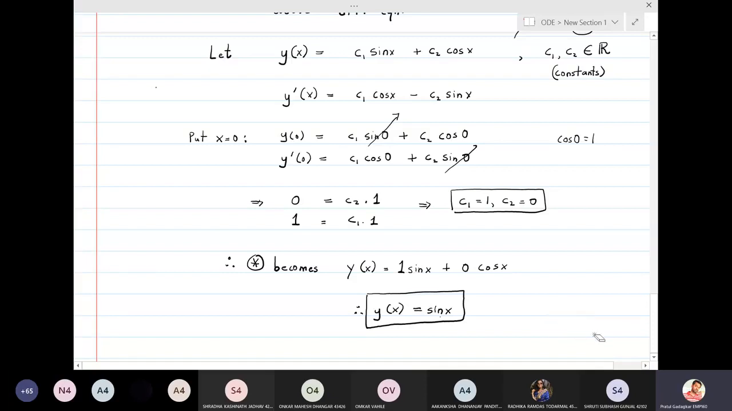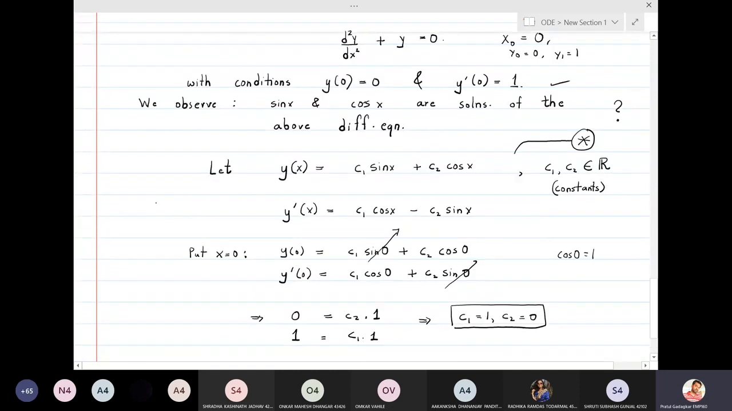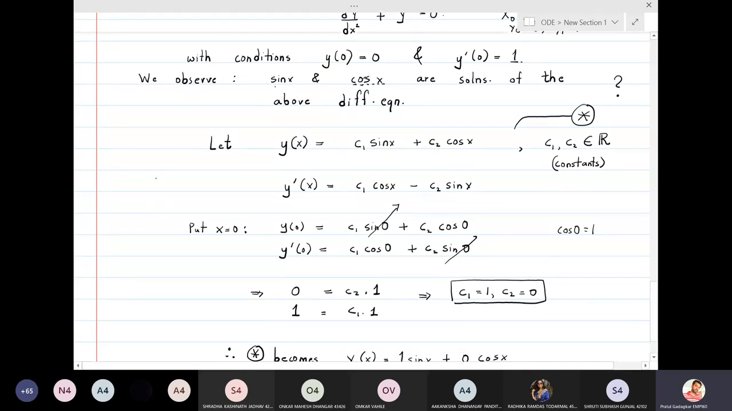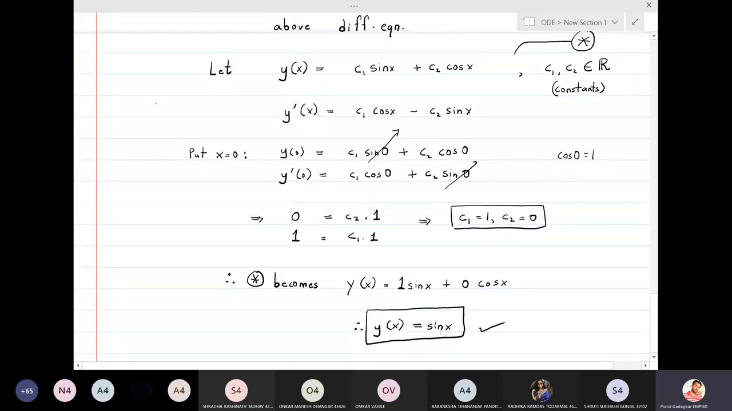So yes, y(x) equal to sin x is the correct solution of this differential equation which satisfies these two initial conditions. Out of sin x and cos x, we have removed cos x from the picture because cos x does not satisfy the conditions. Cos 0 is not 0. So cos doesn't satisfy the first condition, and cos does not satisfy the second condition either. Among sin x and cos x, only sin x satisfies both conditions. I hope you have understood this.